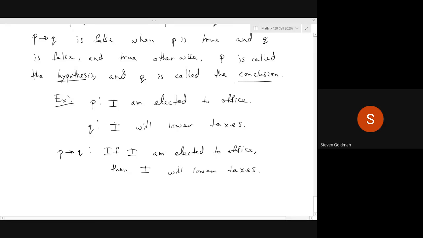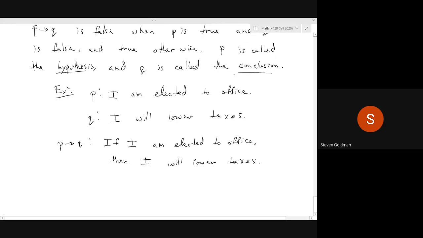Okay? So when will this sentence be true and when will it be false? We said in the definition that conditional statements are only false when P, the hypothesis, is true, but Q, the conclusion, is false. Okay, why? Because a conditional statement tells us that whenever P happens, whenever P is true, Q will also be true. So if P is true but Q is false, then that means the statement is a lie. It's not true.